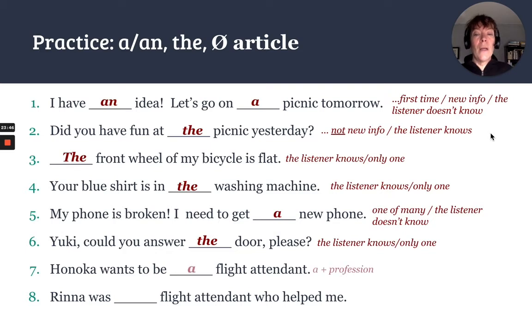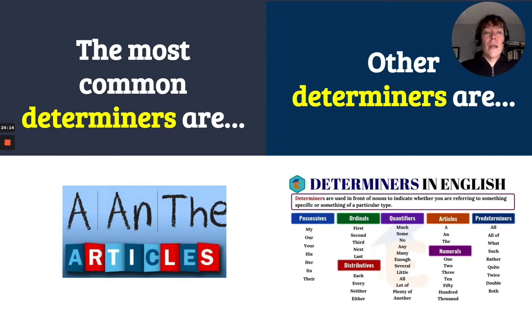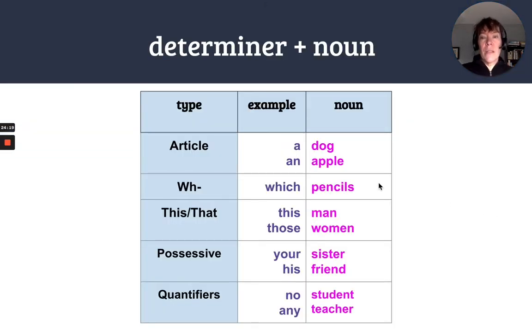Honoka wants to be a flight attendant. We use a plus a profession. She means one flight attendant, but there are many, one of many. Rena was the flight attendant who helped me. So here, who helped me tells you which one. Right. So we said the most common determiners are a, an, and the, but there are other determiners, and there are lots of them, but today we're only going to talk about these.